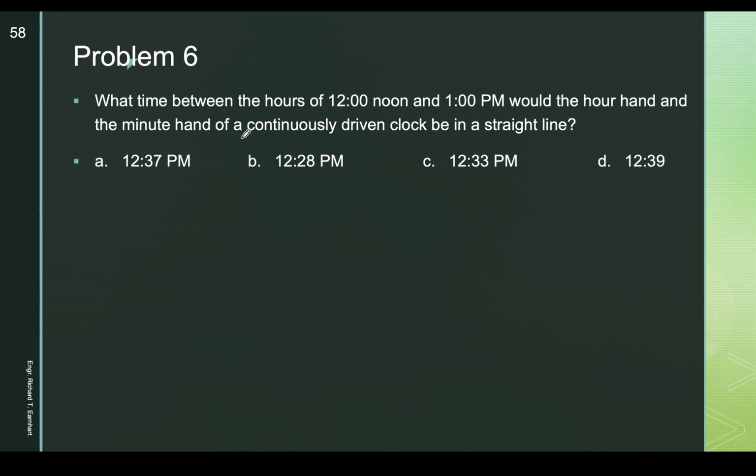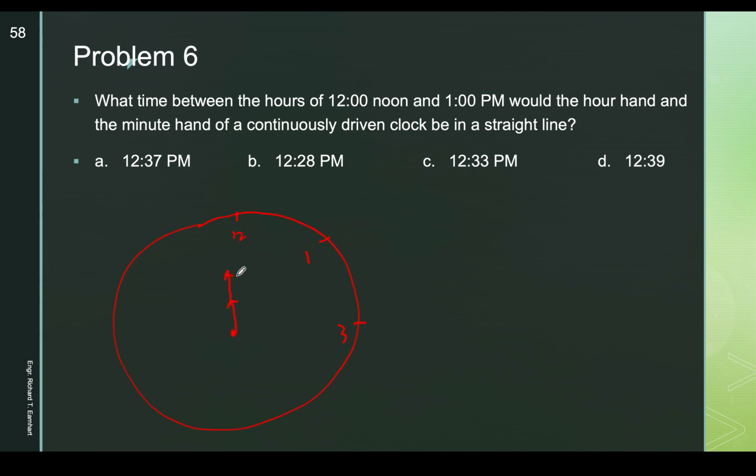What time between the hours of 12 and 1 would the hour hand and the minute hand of a continuously driven clock be in a straight line? Okay, so let's draw our clock. This is our 12, and this is 1 o'clock. So we start with 12 o'clock.